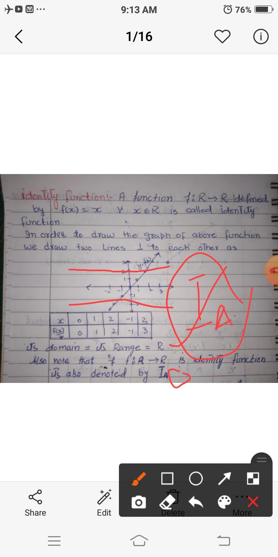Inshallah, in tomorrow's video lecture we will discuss a few more functions like the polynomial function, rational function, and greatest integer function.